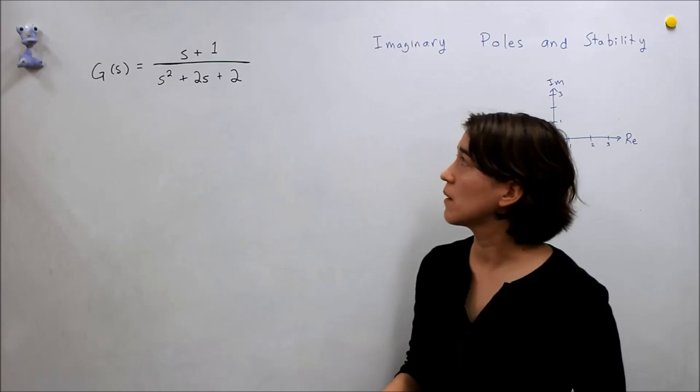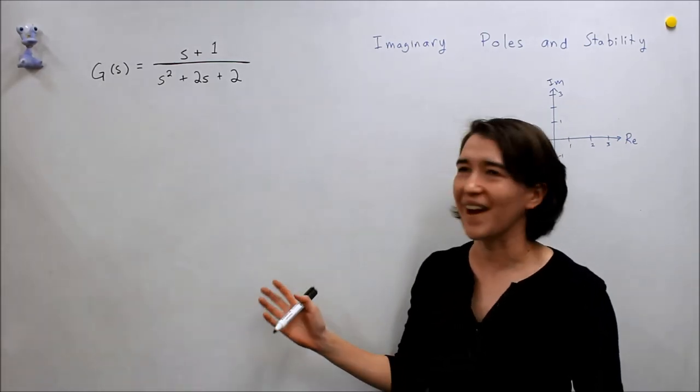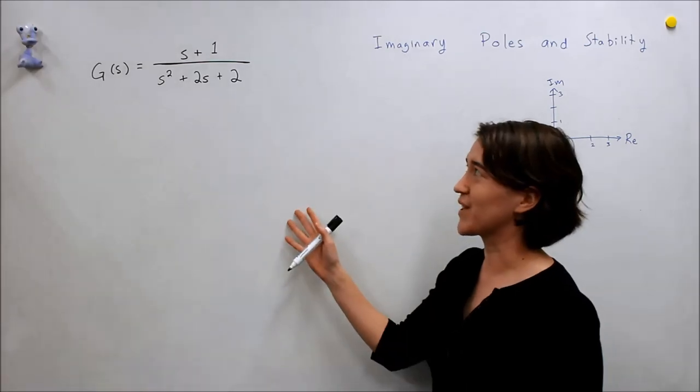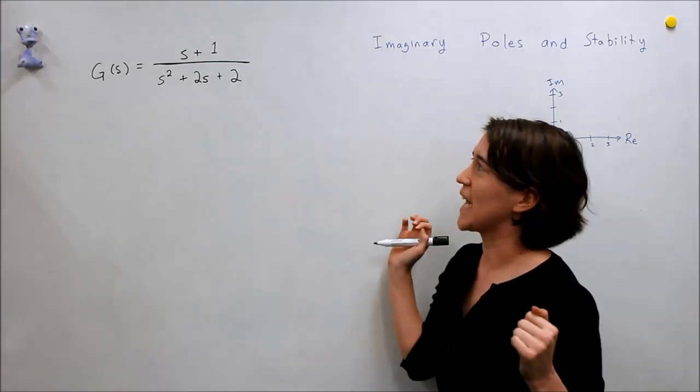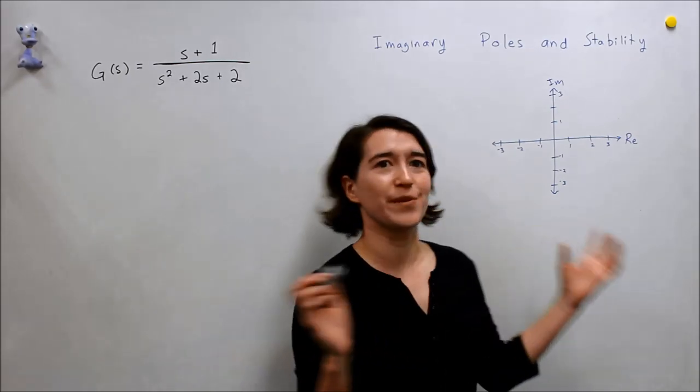Valerie, what? Oh, you wrote a new one? Oh, I just saw this one too. Oh, okay, so Valerie has written another one for me, and I guess we're looking at imaginary poles and stability.